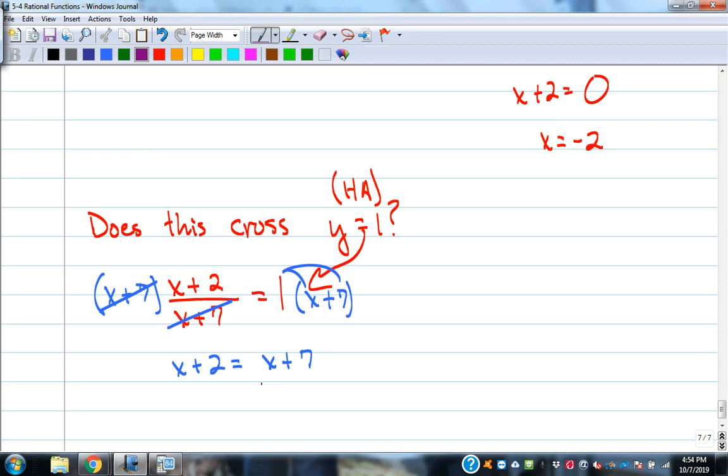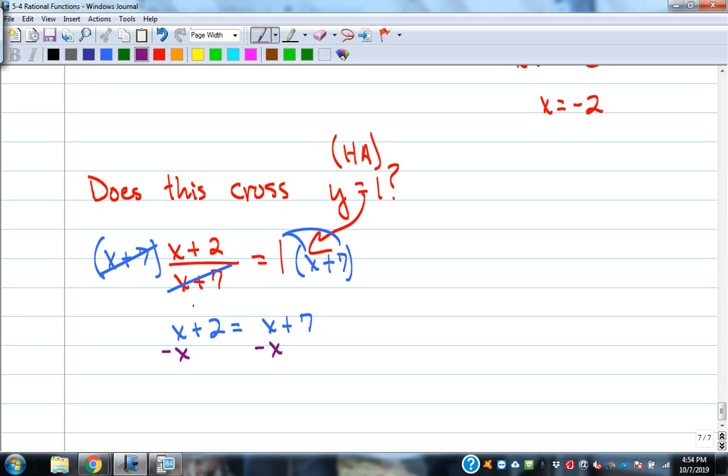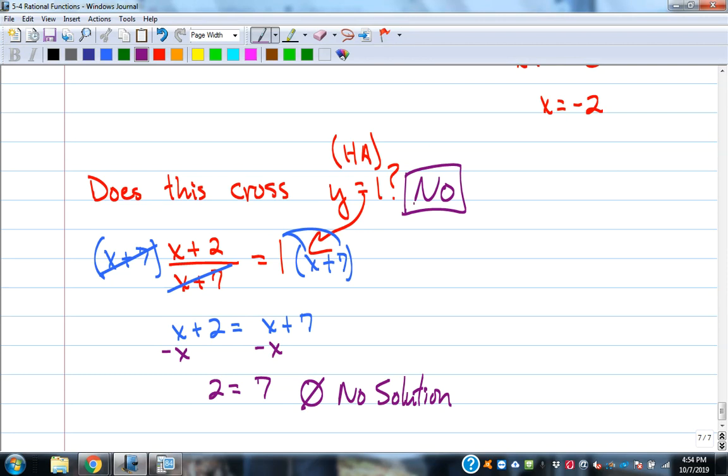And then what happens when I move the x's? They cancel out, don't they? Does 2 ever equal 7? No. So this has no solution. If there's no solution, can it cross it? No, it will not cross it. The only way it will cross it is if you get an answer for x. If you get an answer for x, then the answer to that question is yes. If your x's cancel out, the answer is no. It does not cross.